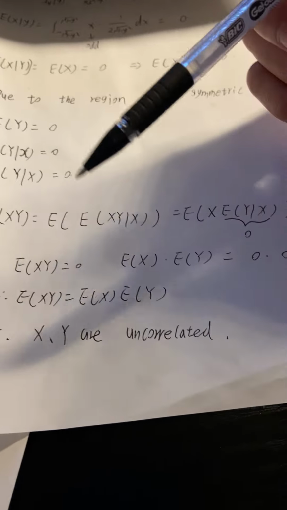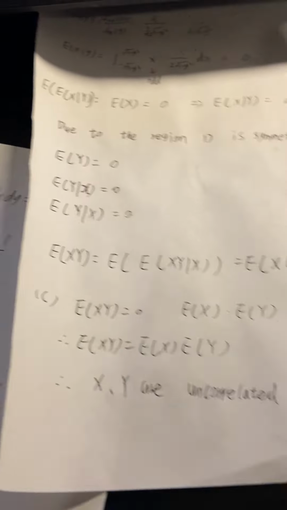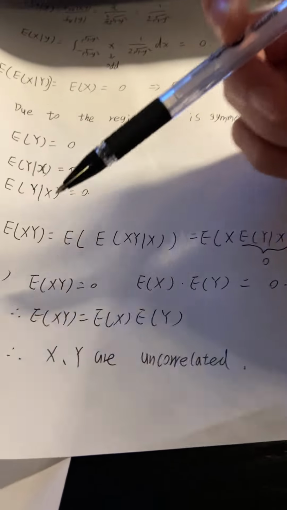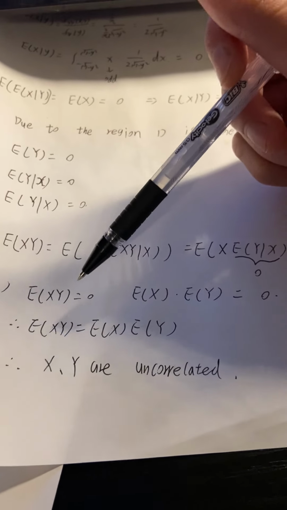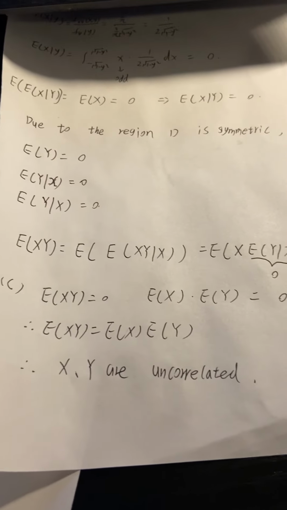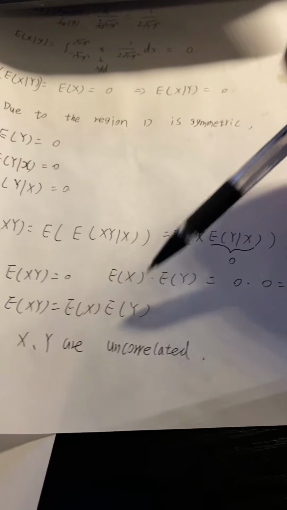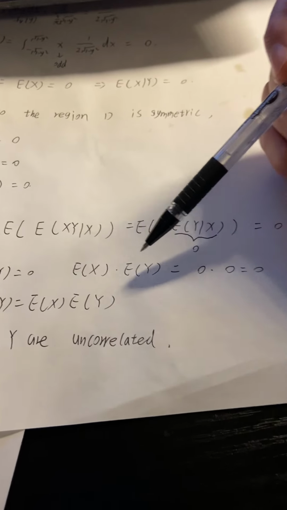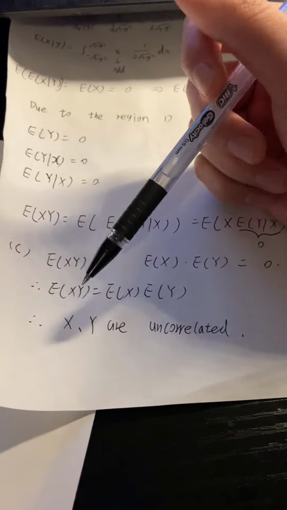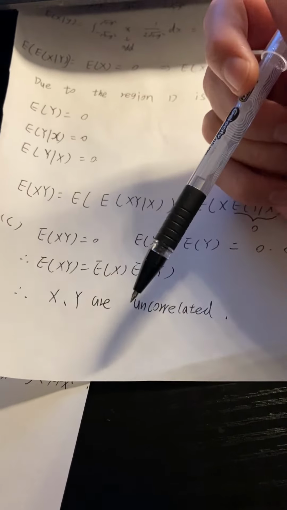And the question C, prove or disprove X and Y are uncorrelated. We know if X and Y are uncorrelated, then E of XY will be equal to E of X times E of Y. We already know that E of XY is equal to 0, and E of X times E of Y is equal to 0 times 0, which is also 0. So E of XY is equal to E of X times E of Y. So X and Y are uncorrelated.